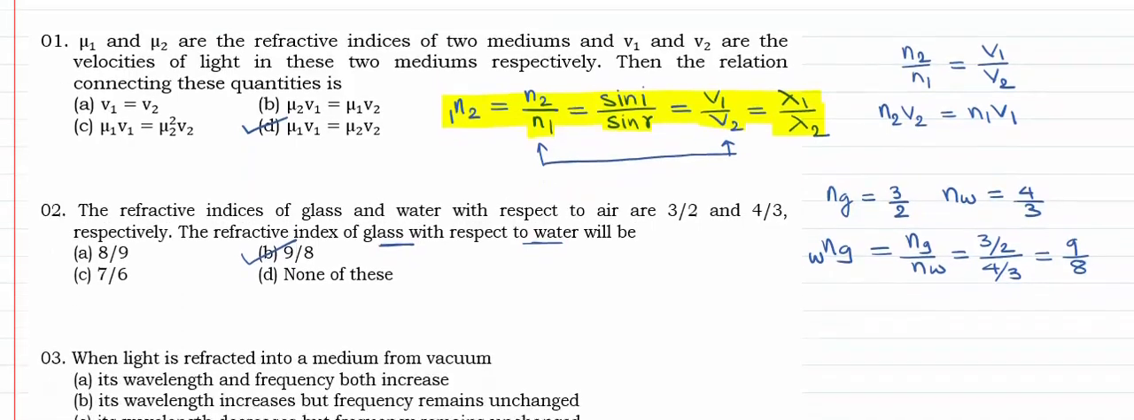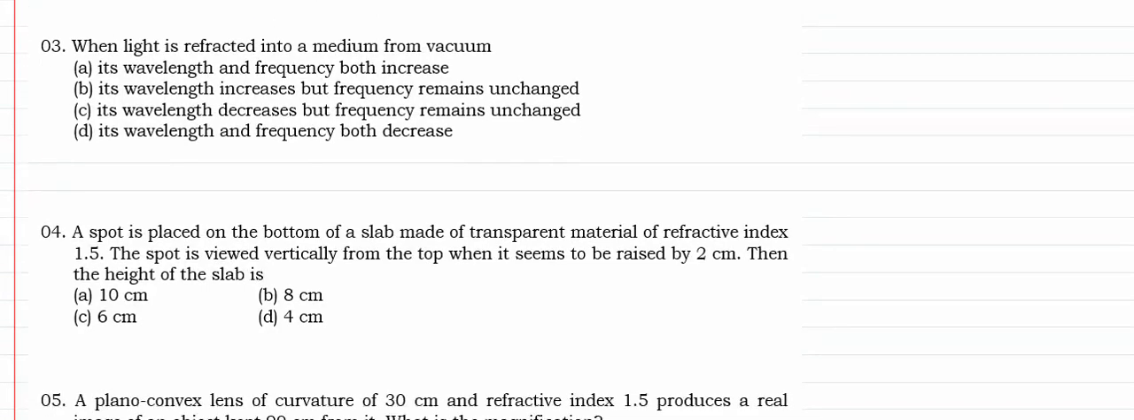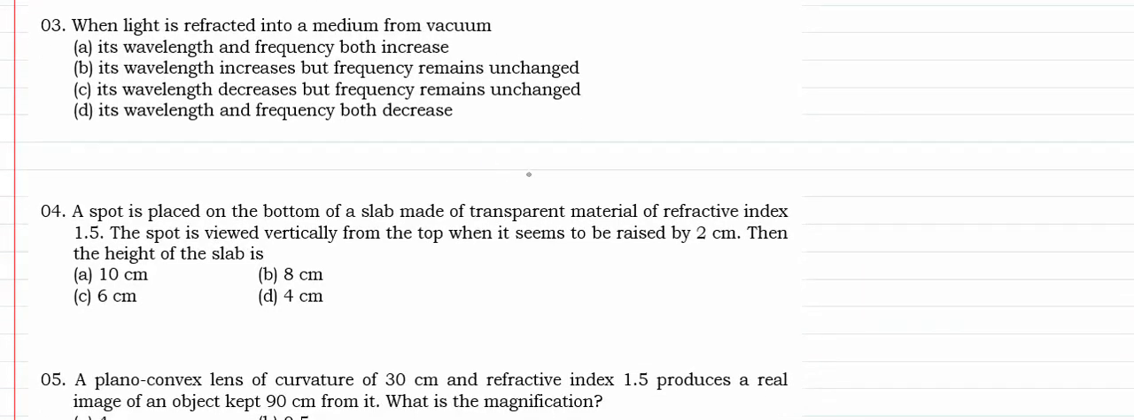Clear? Next, third one. When light is refracted into a medium from vacuum, its wavelength and frequency both increase. Wavelength increases, frequency remains unchanged. So there are four options. You should know that when light goes from one medium to another, frequency does not change, it remains the same. So option A is not possible, option D is not possible. Frequency remains unchanged, he said.